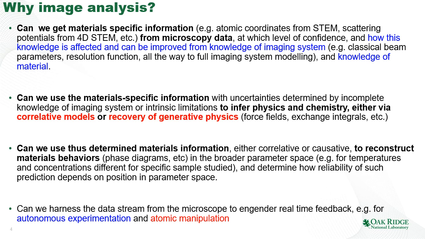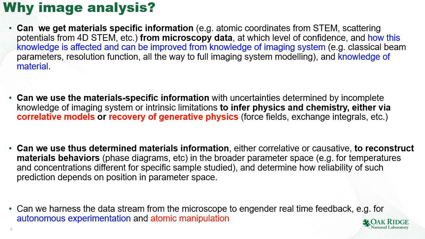Our second stage is, can we use the material-specific information, so information on the material, which is no longer dependent on the microscope, with the uncertainties, to infer the physics and chemistry of the material? And we can do it either through the correlative models, so this is classical machine learning, or through the recovery of the generative physics.